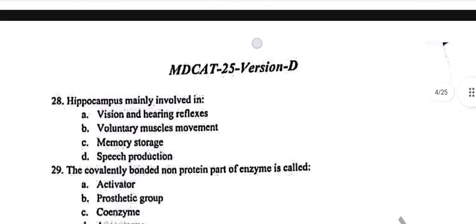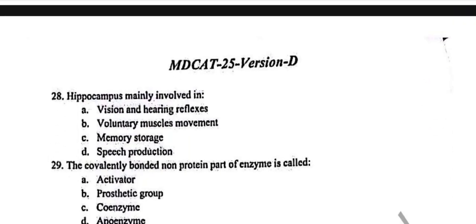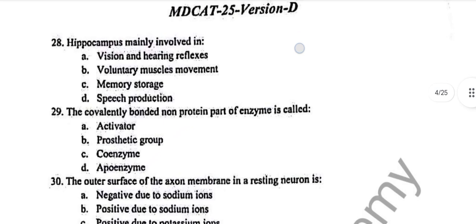Question number 28. Hippocampus is mainly involved in A. Vision and hearing reflex. B. Voluntary muscle movement. C. Memory storage. D. Speech production. And the correct option is C. Memory storage. The hippocampus converts short-term memories into long-term memories and is essential for learning.